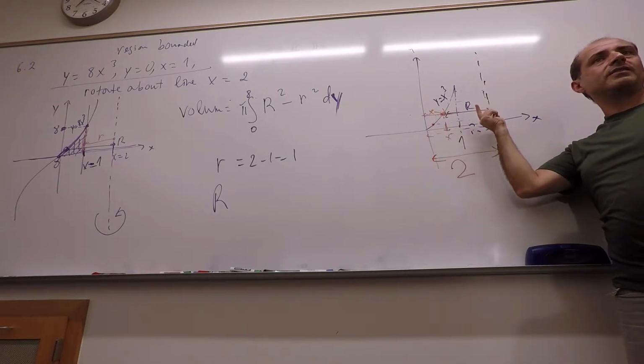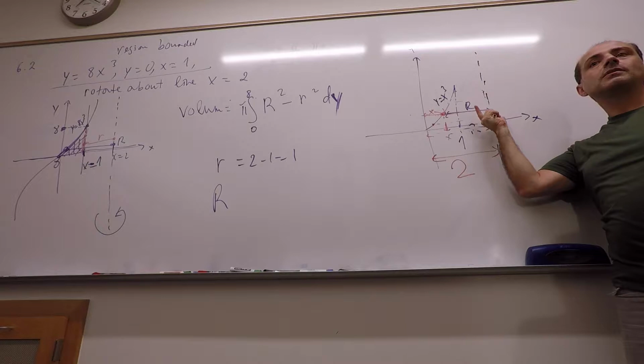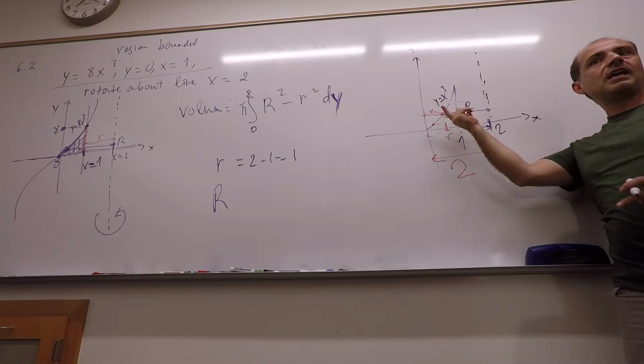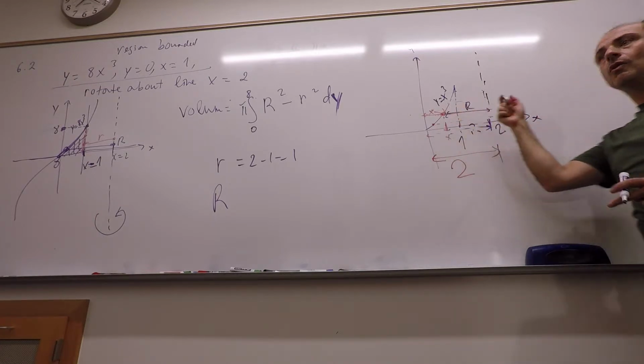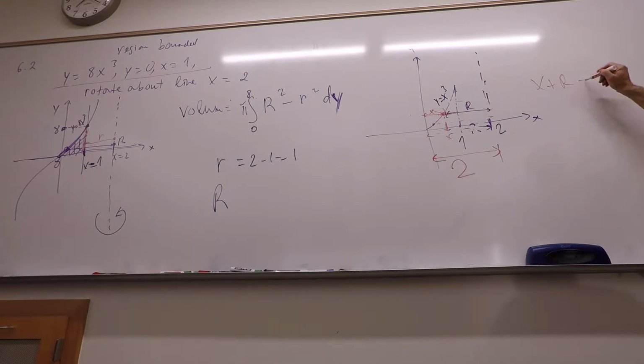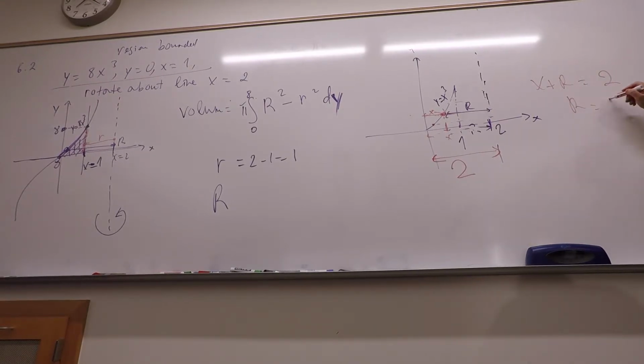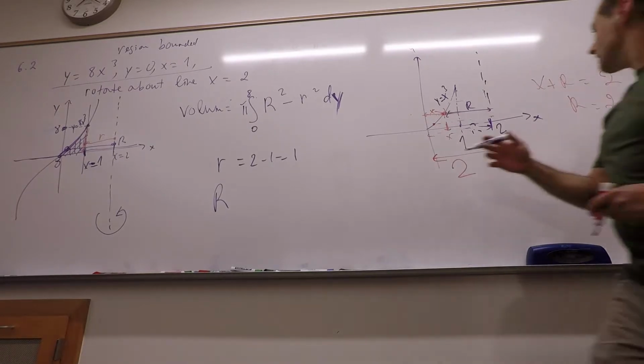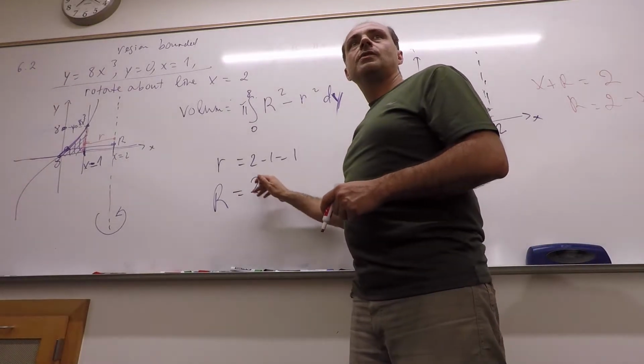You need the r, right? So r will be what? 2 minus x. Oh, x plus r is 2, is it? Yes. So r is 2 minus x? Are you okay with that? So we decided this is 2 minus x.